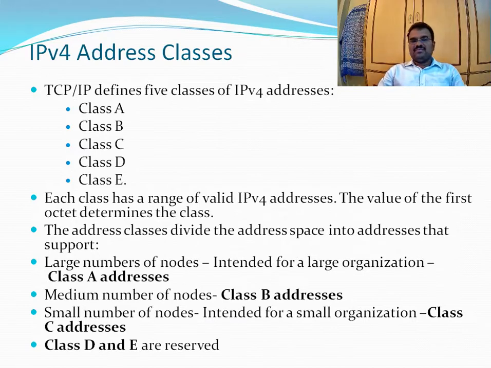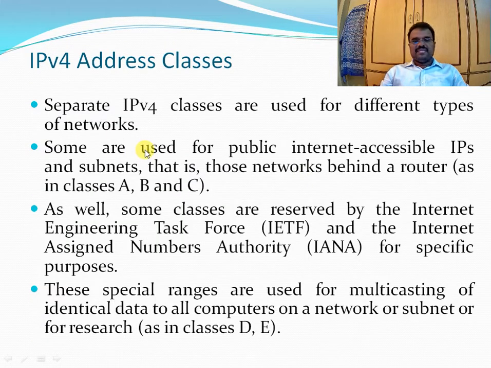And where we are establishing a medium number of nodes in a network, then we use class B addresses. And if there are a small number of nodes in our network, intended for a small organization, we use class C addresses. Class D is used for multicasting purposes, and class E is reserved, to be used for research and development purposes. So separate IPv4 classes are used for different types of networks.